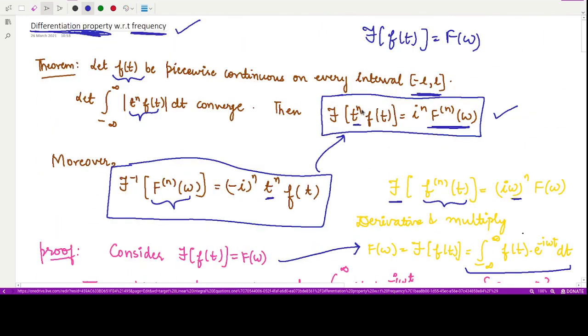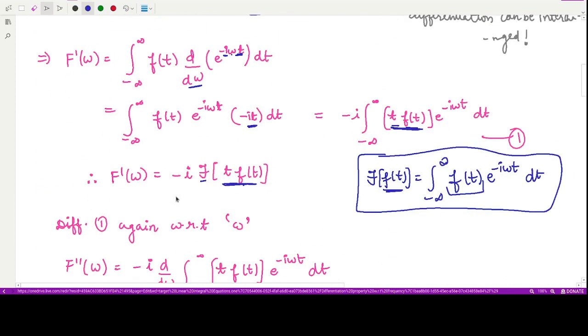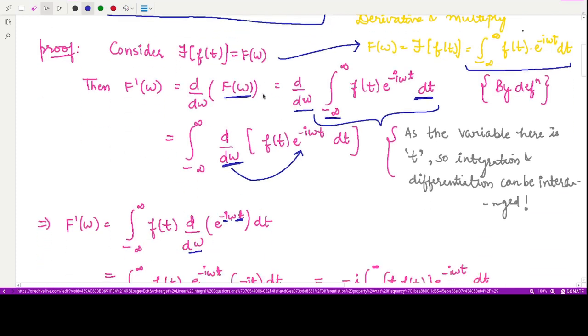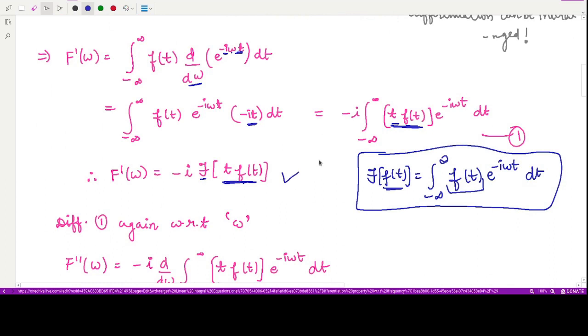Let's match the results. When you have the power 1, the first derivative, it would be equal to minus 1 iota raised to power 1 t to the power 1 f of t. So that is the same result that we obtained here. Okay, so now let us move on to the second order derivative.